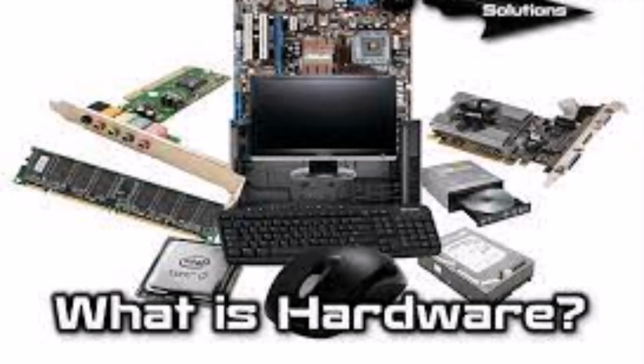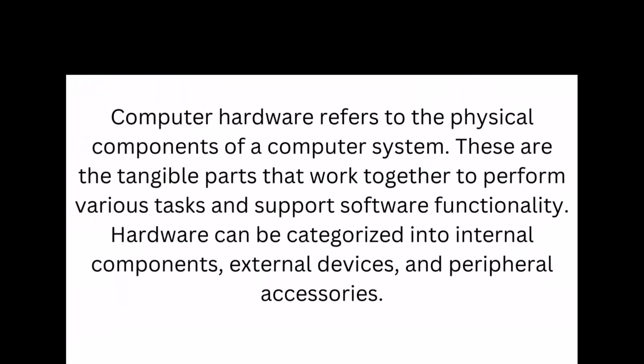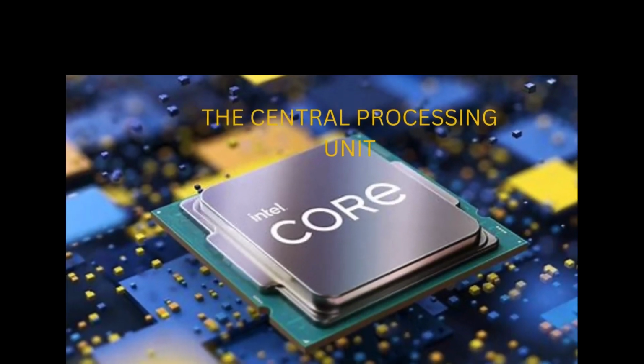Now, what is hardware? Computer hardware refers to the physical components of a computer system. These are the tangible parts that work together to perform various tasks and support software functionality. Today we'll be talking about the internal hardware components in a computer system. We have the central processing unit.